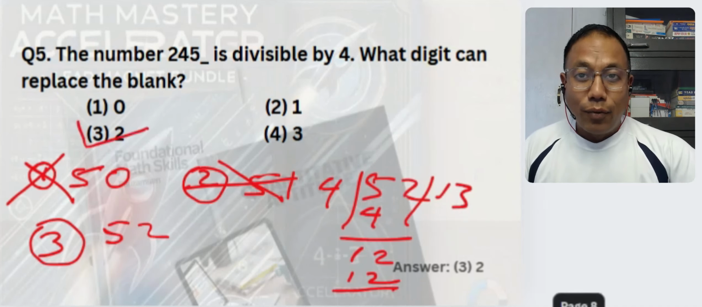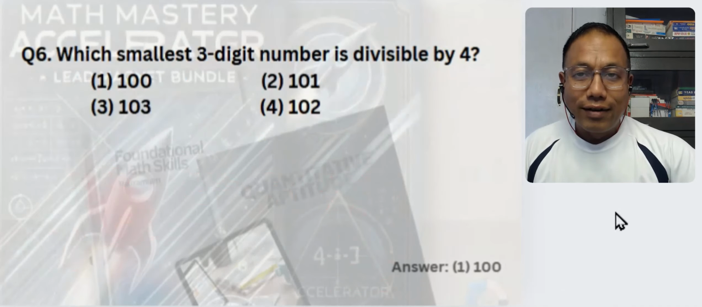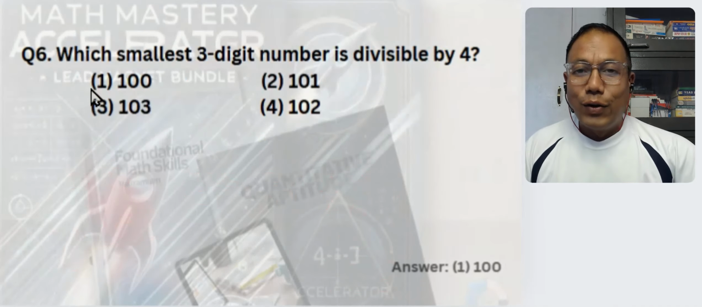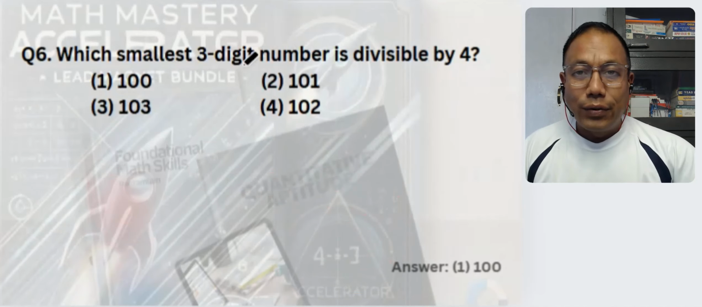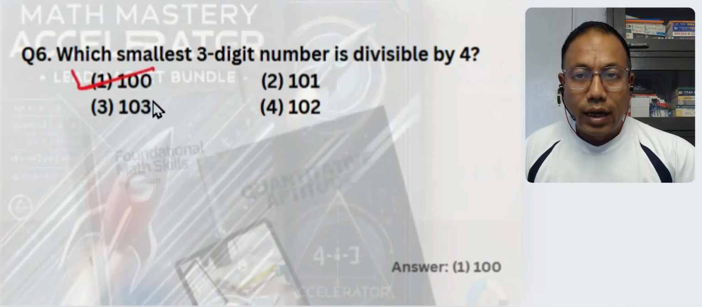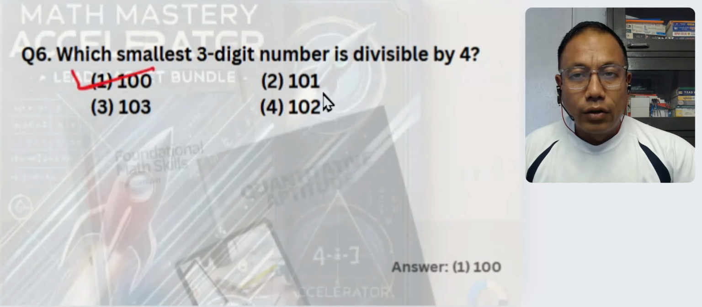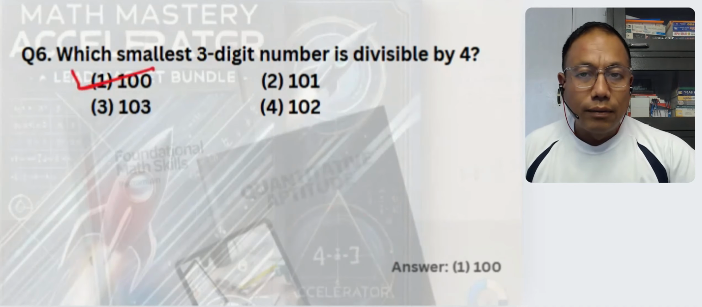You want to solve more? All right, let's solve the next question. Which smallest three-digit number is divisible by 4? Last two digits, option 1, 00. That's the answer. 01 is not divisible by 4. 03 is not divisible by 4. 02 is not divisible by 4. The right answer is option 1.